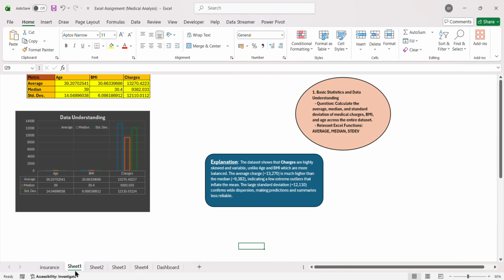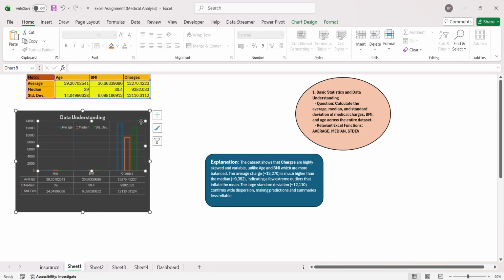Let's begin with the first visualization. In this visualization we will discuss basic statistics and data understanding. As we can see, this data set shows that charges are highly skewed and variable, unlike age and BMI, which are more balanced. The average charge is much higher than the median, indicating a few extreme outliers that inflate the mean. The large standard deviation confirms wide dispersion, making predictions and summaries less reliable. This is the chart.